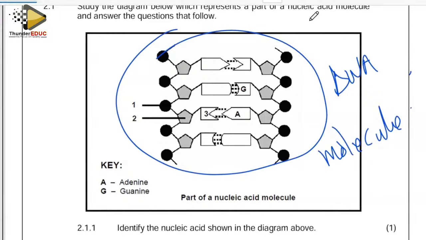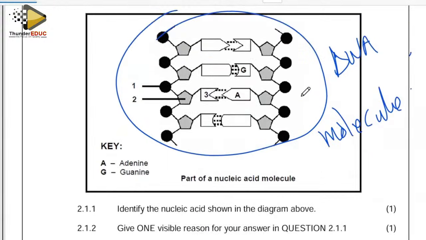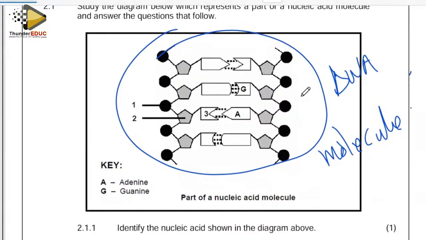They're saying give one visible reason for your answer. Why do you say that this is DNA? Double-stranded. Yes, okay. Are there any others? With hydrogen bonds. Even RNA has adenine, isn't it? So it's double-stranded with weak hydrogen bonds. Then we go to the next question.